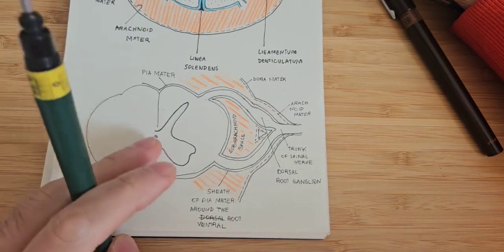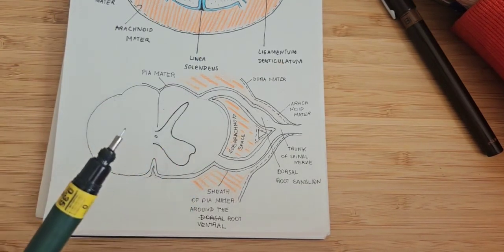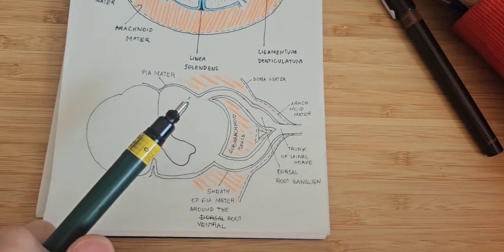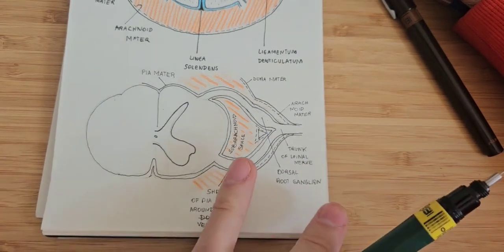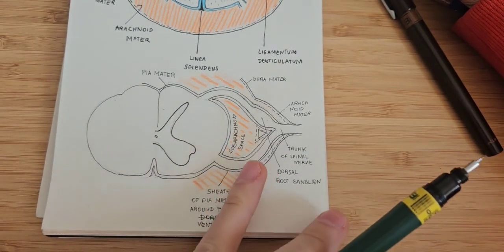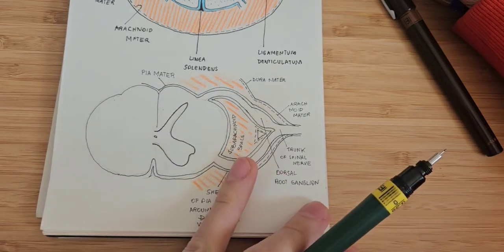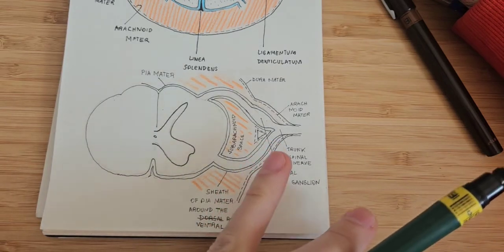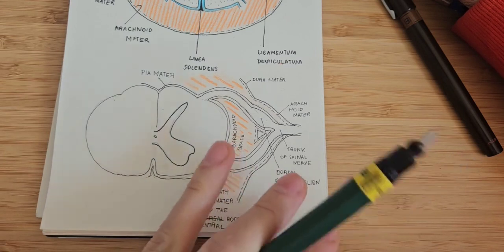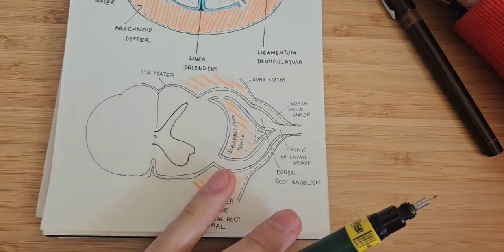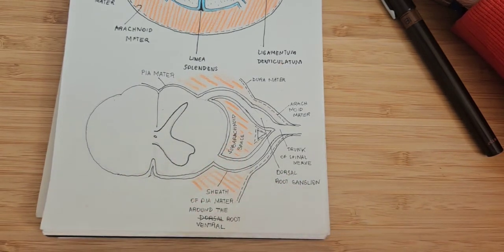Diagnostic procedures like a lumbar puncture usually involve accessing the subarachnoid space to collect the cerebrospinal fluid for analysis. Pathological conditions such as meningitis, subarachnoid hemorrhage, or cerebrospinal fluid leaks directly involve the subarachnoid space, okay? So that's important to understand. Yeah, this is what I wanted to share.